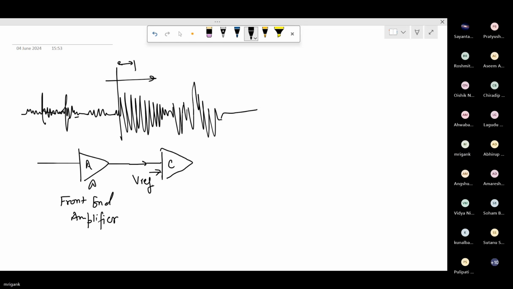How do we decide what is the gain, the closed loop gain of the first stage A? Any idea? Anyway, we will talk about that later. I will discuss all these things, like how do we decide A, how do we decide VREF. At least the A part, conceptually, you should be able to tell. How do we decide A? Anyway, we will discuss.